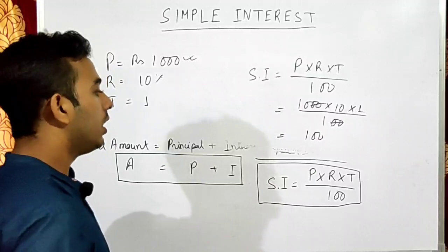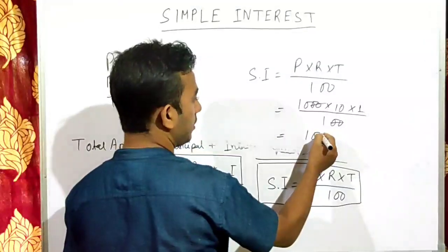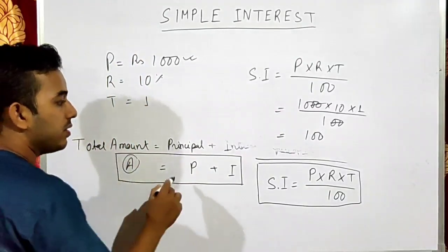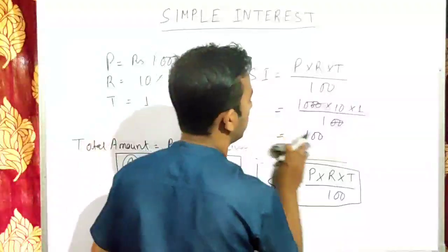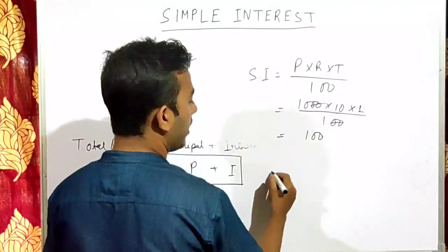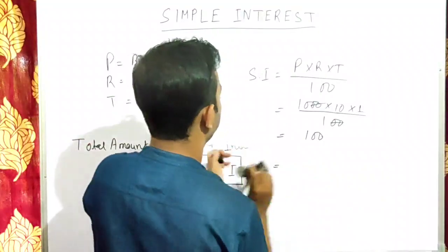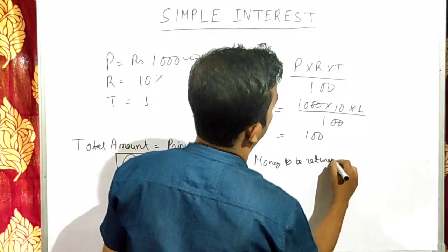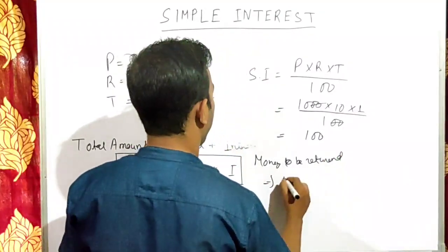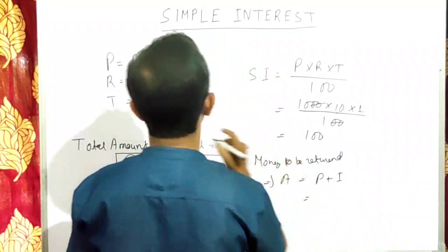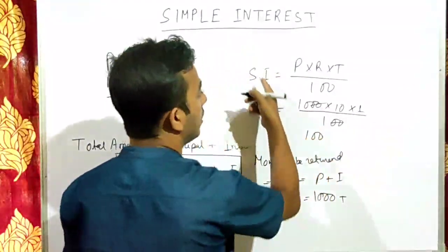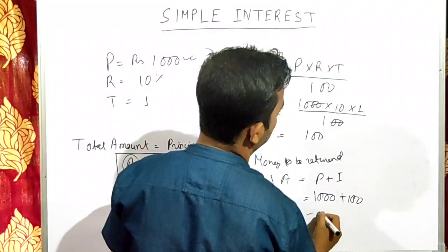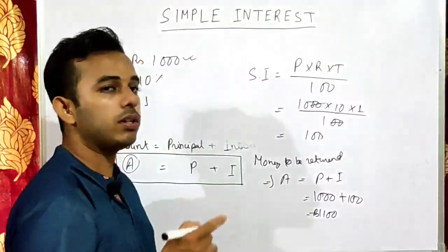Now, this is the simple interest, that is I or SI. I have to return you the amount A, that is principal plus interest. A equals P plus I. Here P was 1,000 plus I, that is the simple interest, which is 100. So 1,000 plus 100 is 1,100. So I'll return 1,100 rupees.